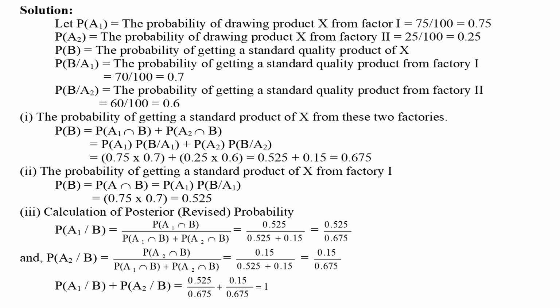Calculation of posterior revised probability is well stated here. P(A1|B) and P(A2|B) should be calculated, and it is proved that the total of them is 1.